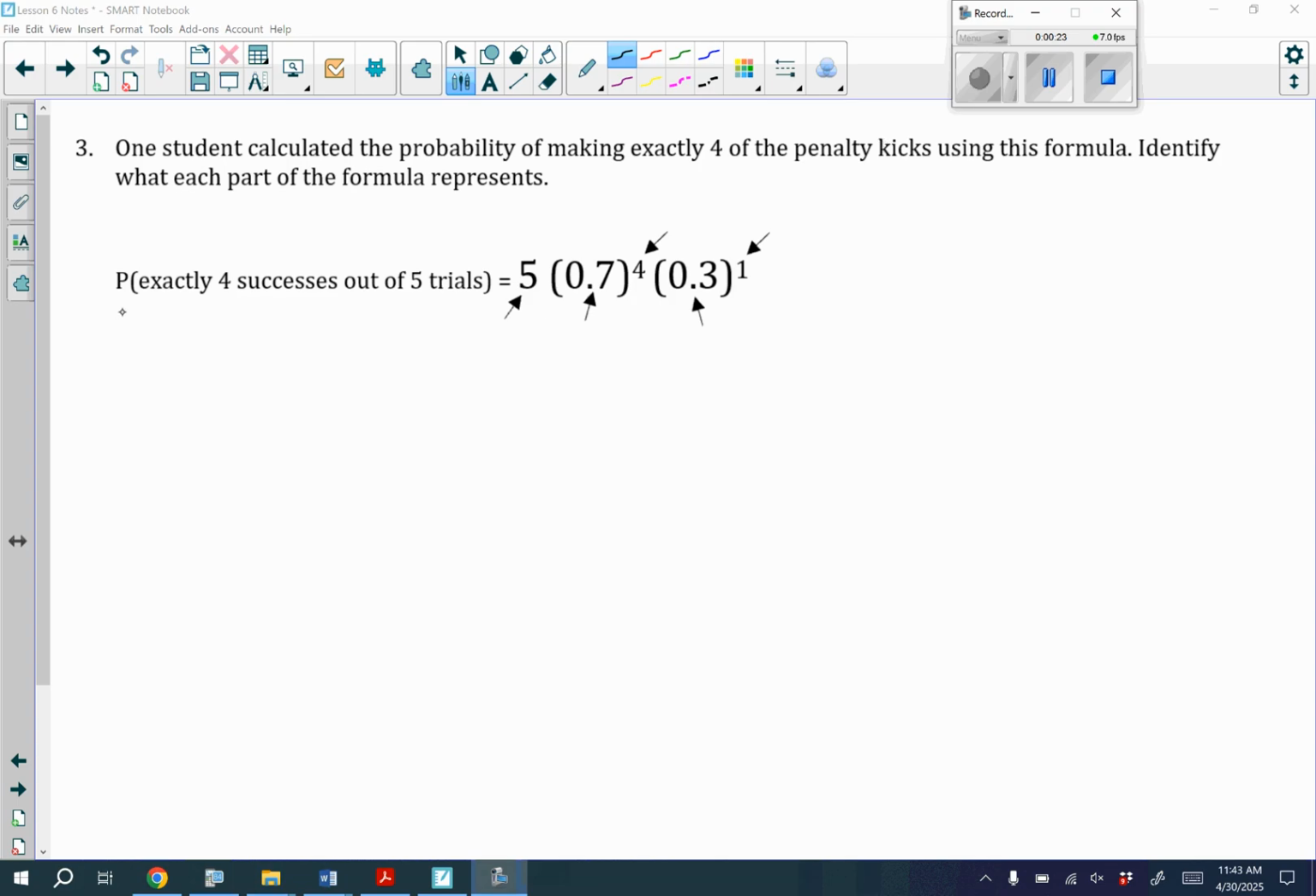So here it says P, so probability, that's what P represents. It's exactly 4 successes out of the 5 trials. So here's what I want you guys to do. I want you guys to pause the video and determine, what does this 5 represent? What about this 0.7? What about to the 4th power? This 0.3 in the 1st power. So I'm going to pause the video and jot down what you think each of these represents.